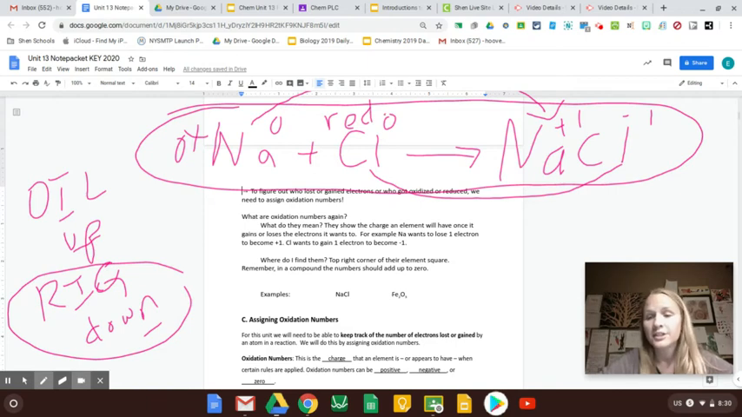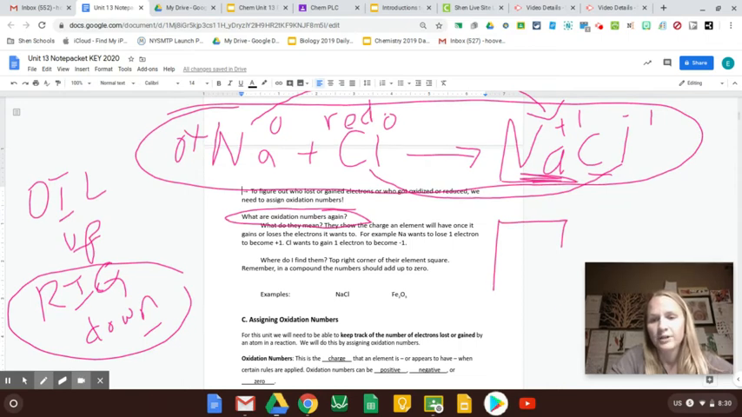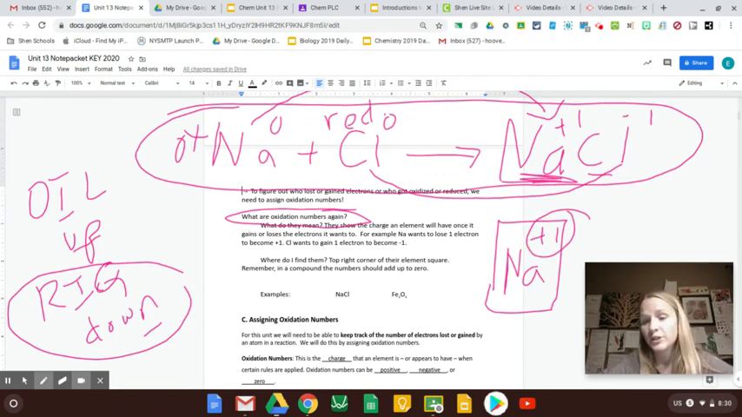Okay, so you're going to need to know how to assign these little charges because they're not always going to be there for you, so that you can do this. Those little charges are called oxidation numbers. So what are oxidation numbers again? They are in the top right corner of the little box on the periodic table, and it's telling you what charge that thing likes to become once it's bonded.